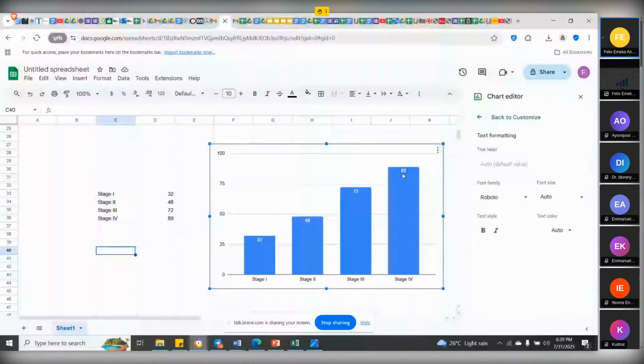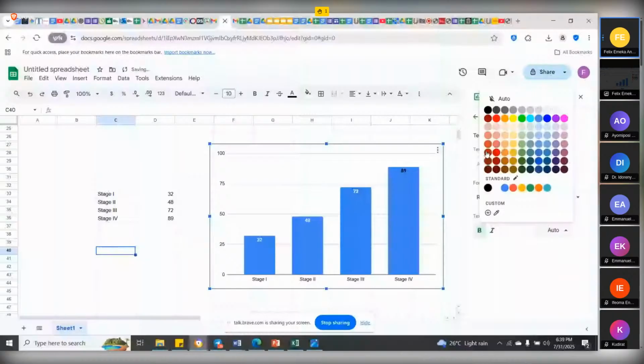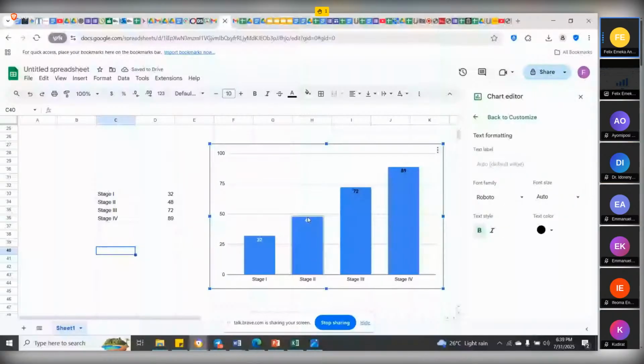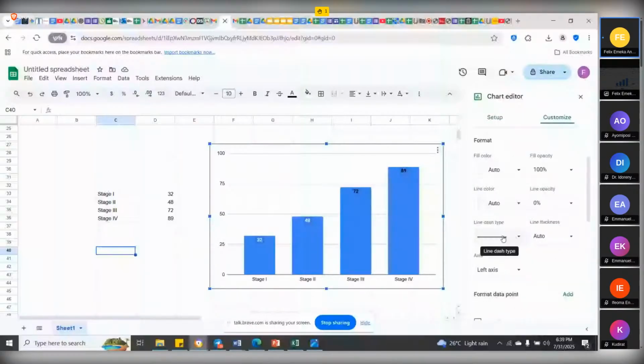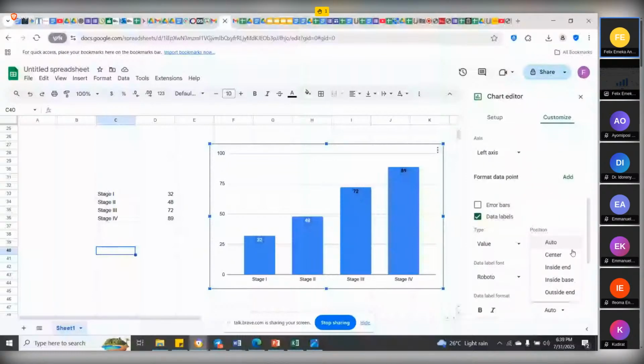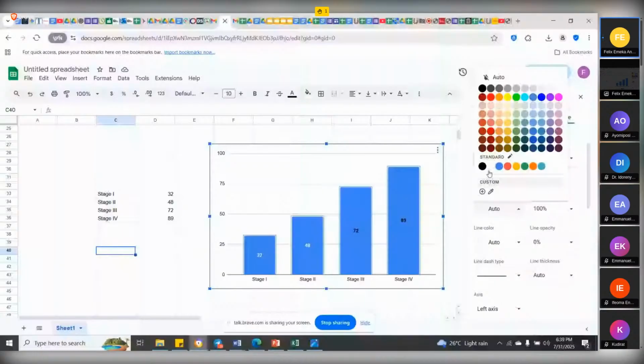You can make it bold. You can choose a black color if you don't like the white. You can do that for all of them. You can make it bold and you choose a black color depending on what you want. If you click on it, you can even choose where you want the numbers to be, the position of the numbers. If you want them to be in the center, you can choose and they will come to the center. If you don't like this color autofill, you can change the color.